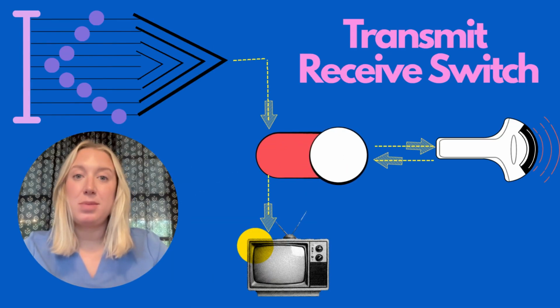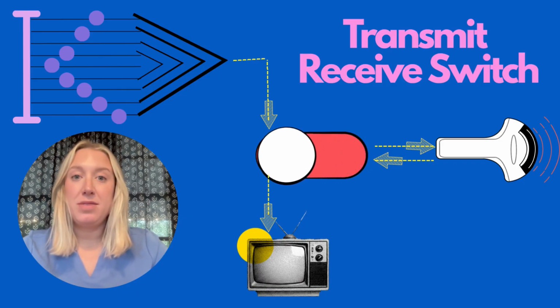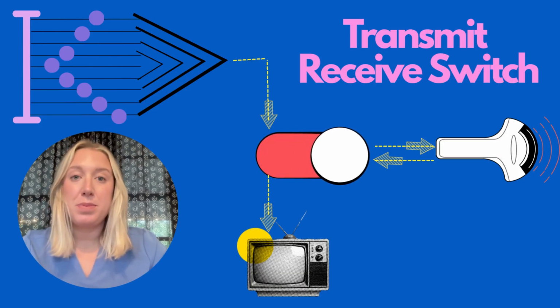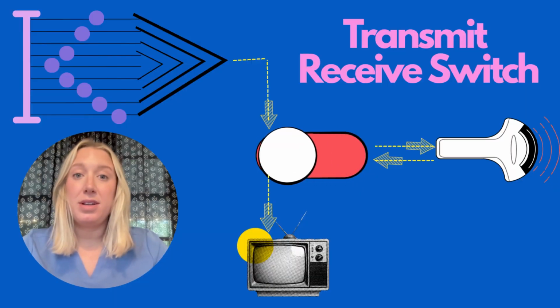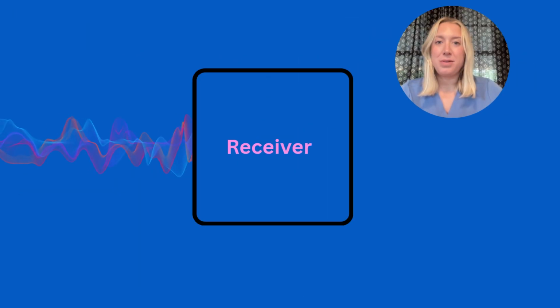The beamformer has a special component called the transmit-receive switch. The transmit-receive switch is important in both transmission and reception. During transmission, the voltages are very high, and during reception, the voltages are very low. The transmit-receive switch helps protect the delicate components of the receiver and helps direct the electrical signals to where they should go. The sound pulse then goes to the receiver.